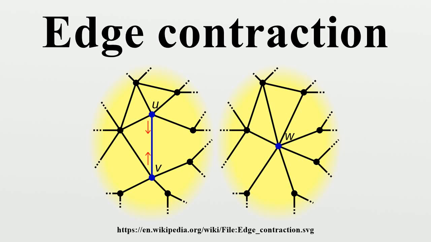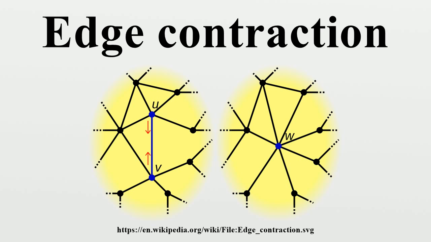In graph theory, an edge contraction is an operation which removes an edge from a graph while simultaneously merging the two vertices that it previously joined. Edge contraction is a fundamental operation in the theory of graph minors. Vertex identification is a less restrictive form of this operation.